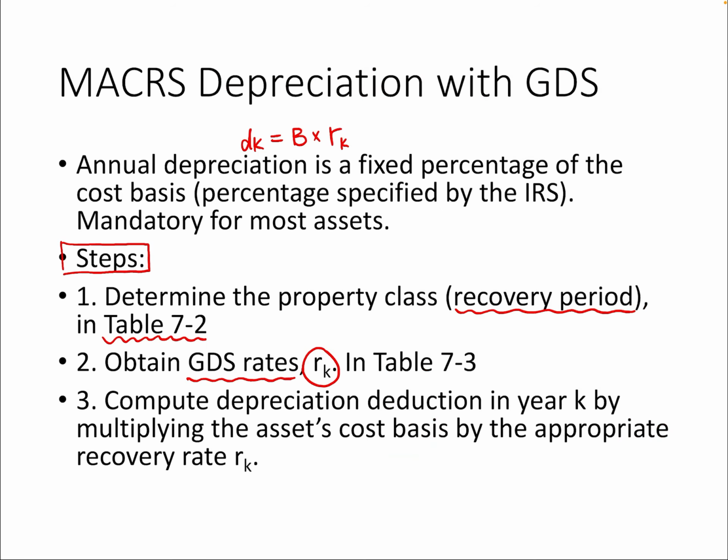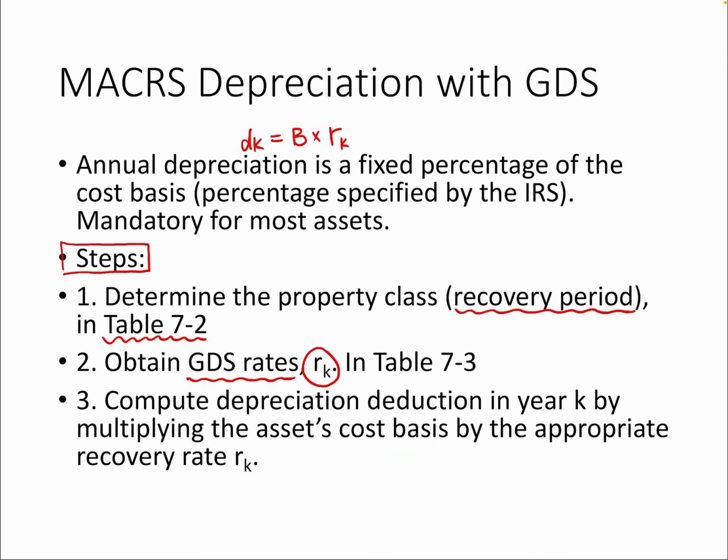And let's get back to the steps. Whenever you find out all the RKs for each year for that property, you can calculate the D1 through DK, and then compute the depreciation deduction in year K by multiplying the asset's cost basis, the B, by the appropriate recovery rate. So B times RK, that is your DK. And whenever you know all the DKs, you can easily find out the BVK and the DK star. So that is all for this method, which is very easy to use.